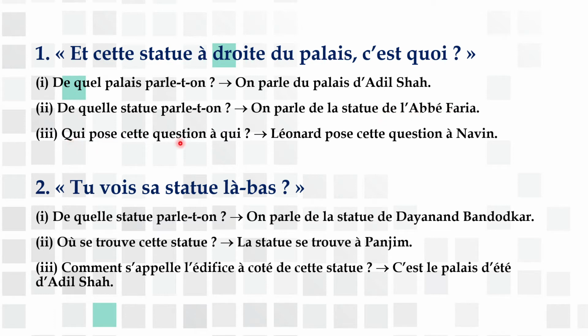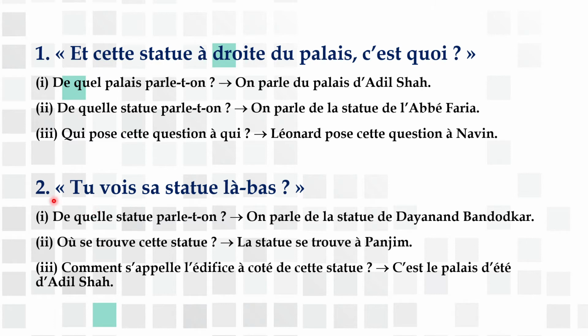Qui pose cette question à qui? Now this is talking about the line. Who is asking this question to whom? Now for this you need to know the names of the characters in each lesson. It's kind of confusing, so I suggest you make a list of the names of the characters in each lesson. So in this lesson you had Léonard et Navin. So Léonard pose cette question à Navin.